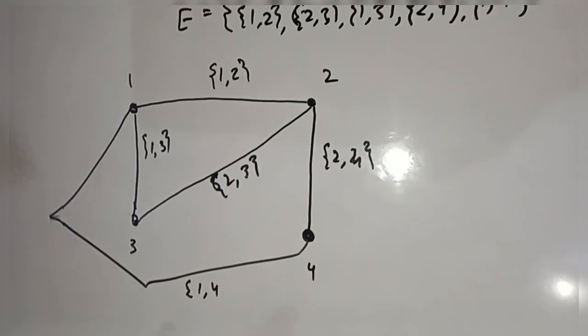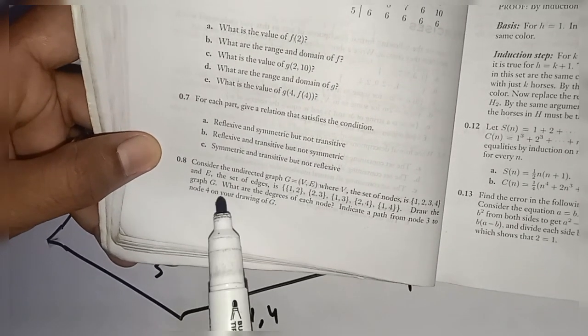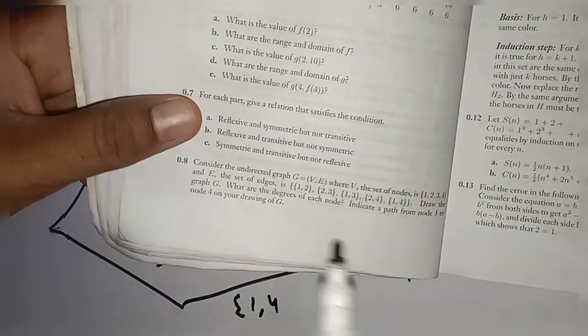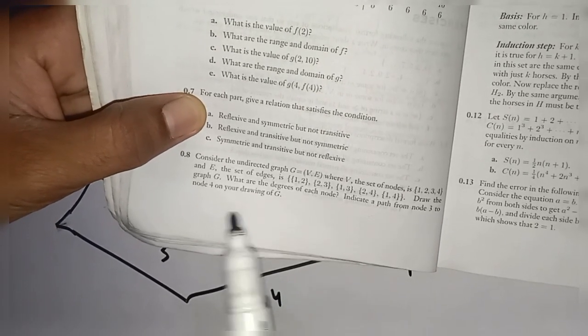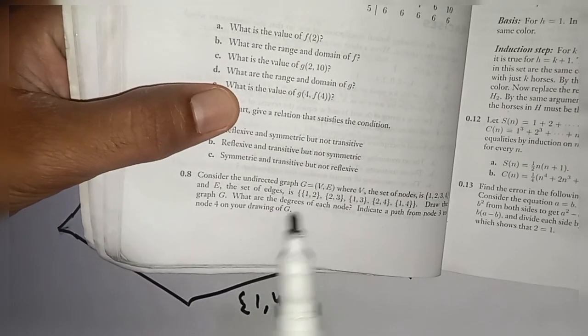The problem was saying: consider the undirected graph G, where V is the set of nodes 1, 2, 3, 4, and E is the set of edges, and this we have drawn. Draw the graph G. What are the degrees of each node? Indicate a path from node 3 to node 4 on your drawing of G. So two things are remaining.